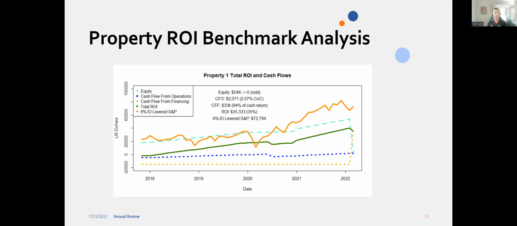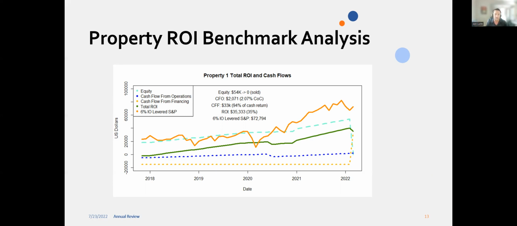Cash flow from financing would be one of two things. It would either be a refinance, so I get some cash from refinancing and getting another mortgage, or it would be selling the property. The total ROI is basically the cash flow plus the equity.